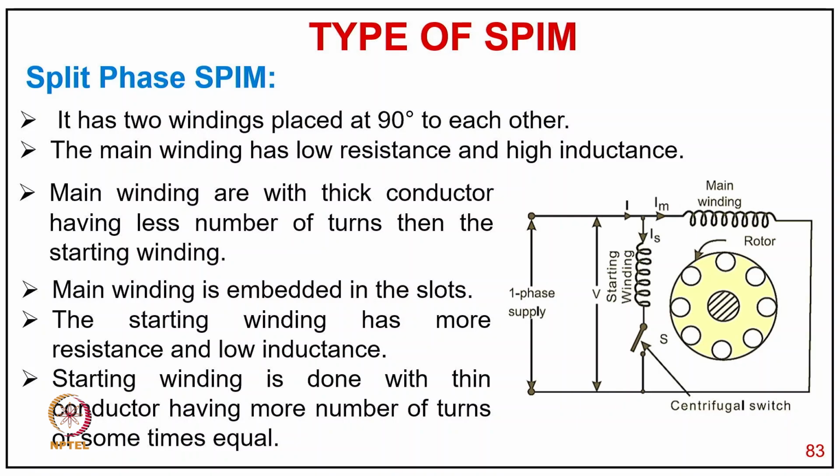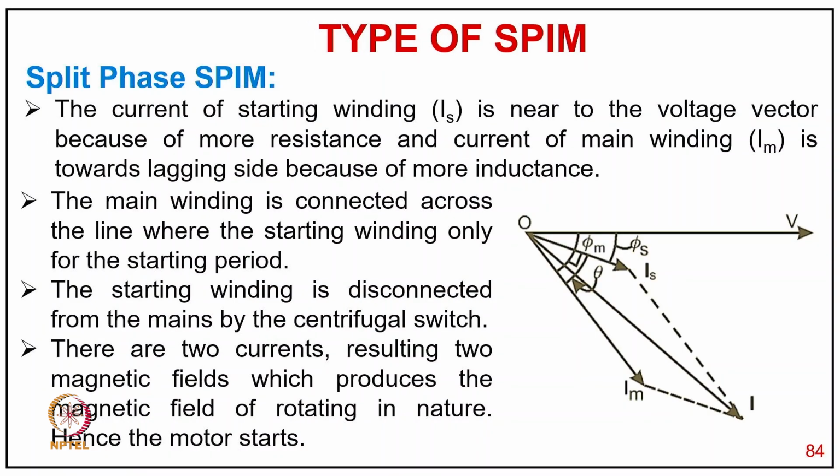The main winding is made with thick conductors having fewer turns than the starting winding, and the main winding is embedded in the slot. The starting winding has more resistance and low inductance, so the starting winding is made with thin conductors having more turns, or sometimes an equal number.